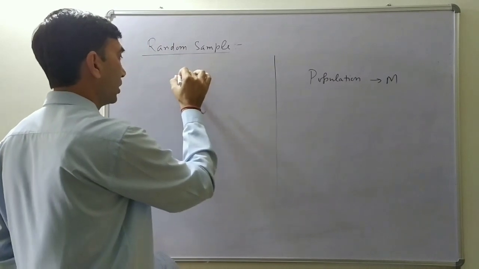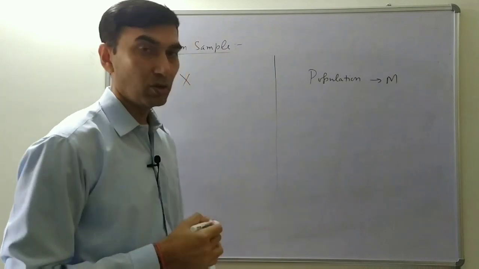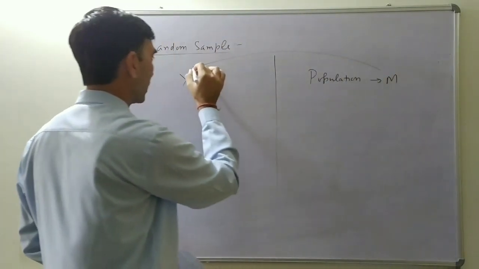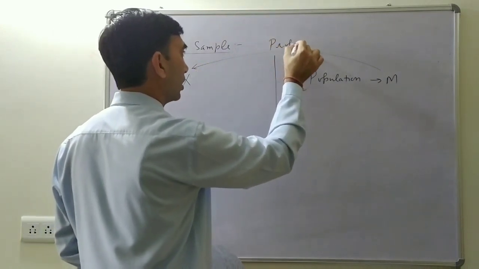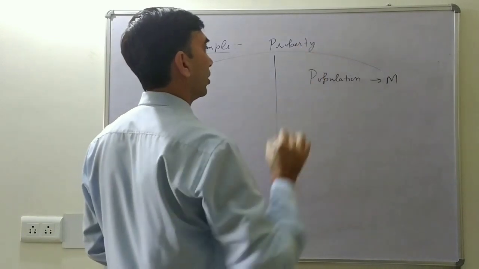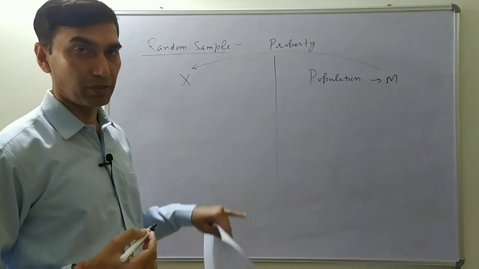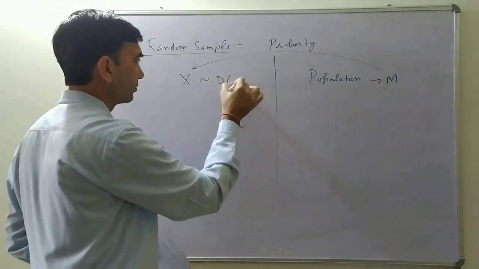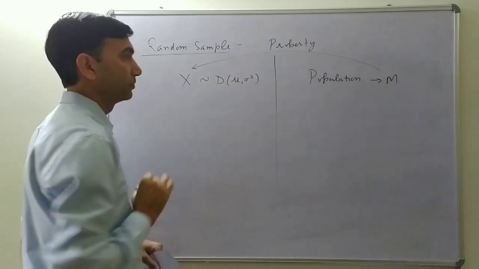And X defines that property of the general member M. X defines that property associated with any member of M. Then X is a random variable. Also assume that X follows some distribution, say D, with mean mu and variance sigma square.